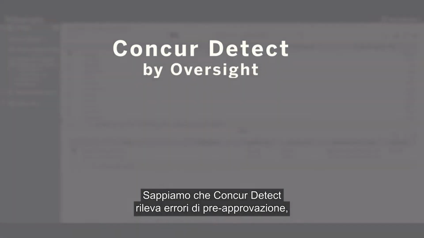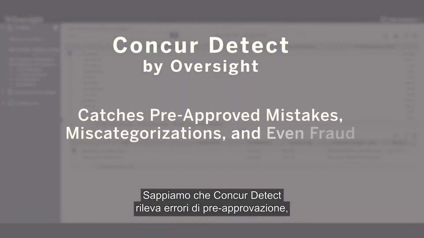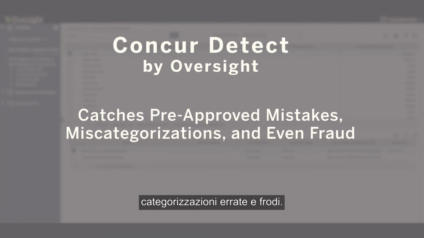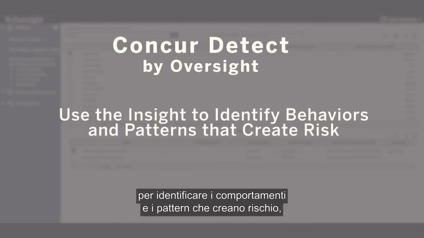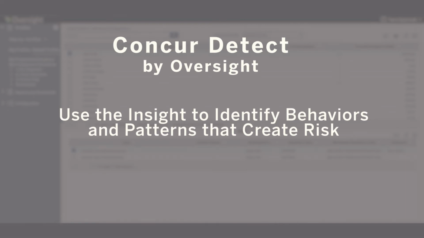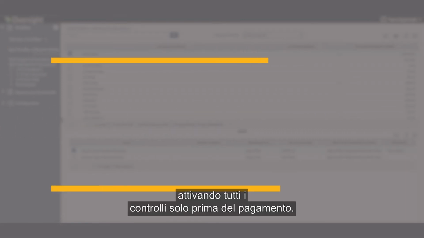We know how powerful Concur Detect is in catching pre-approval mistakes, miscategorizations, and even fraud. But this example shows you how to use the insight Concur Detect provides to identify behaviors and patterns that create risk, to do the kind of post-spend analysis that you couldn't do before when you were focused solely on the individual one-off transaction. So don't gum up the process by front-loading all your controls in prepayment.